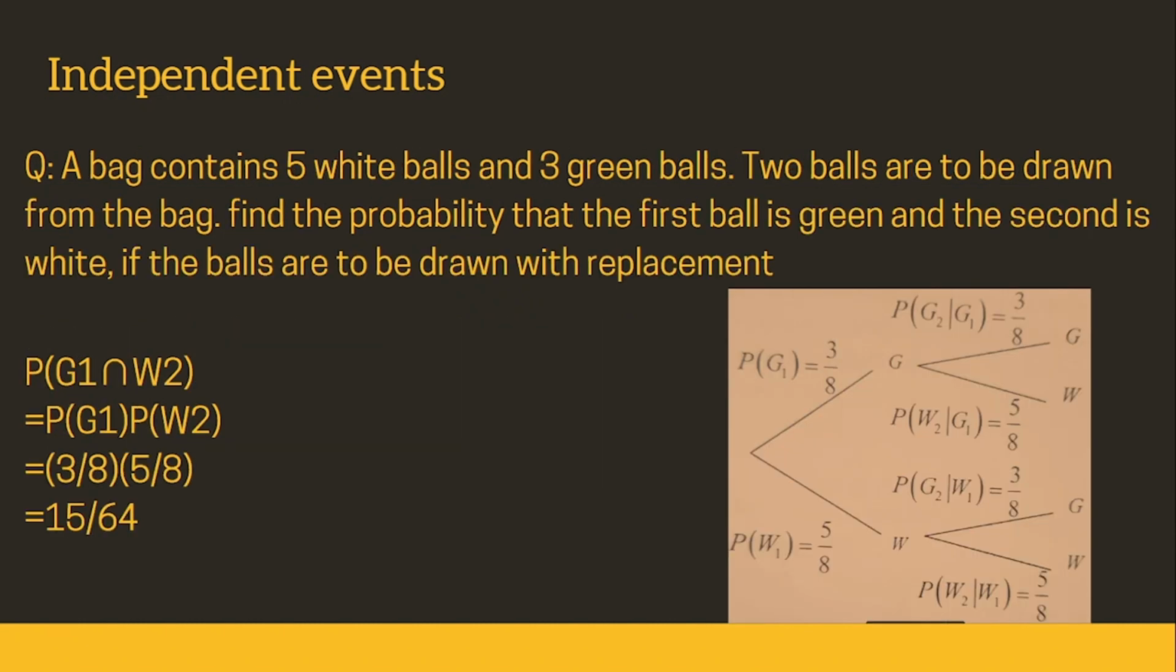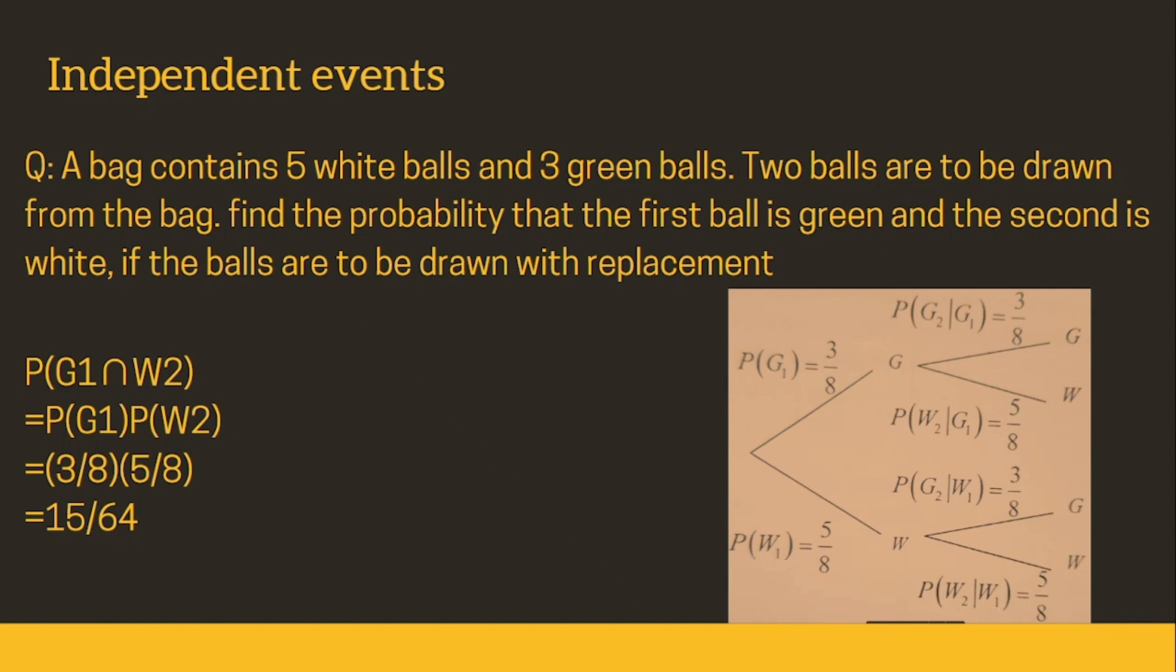Then another one is that a bag contains 5 white balls and 3 green balls. 2 balls are to be drawn from the bag. Find the probability that the first ball is green and the second ball is white if the balls are to be drawn with replacement. So a really good time to use our tree diagram would be this case. So the first one, we have the scenario where it's either a first green ball or a first white ball. Then afterwards, we'll find the probability that we will have a second green ball or a second white ball, for either scenario of the first ball.